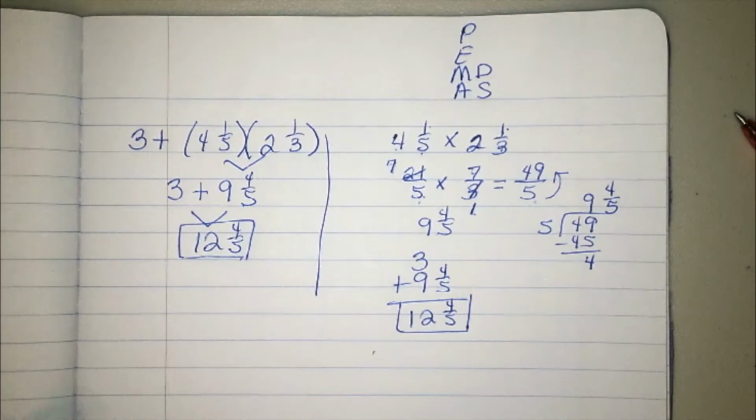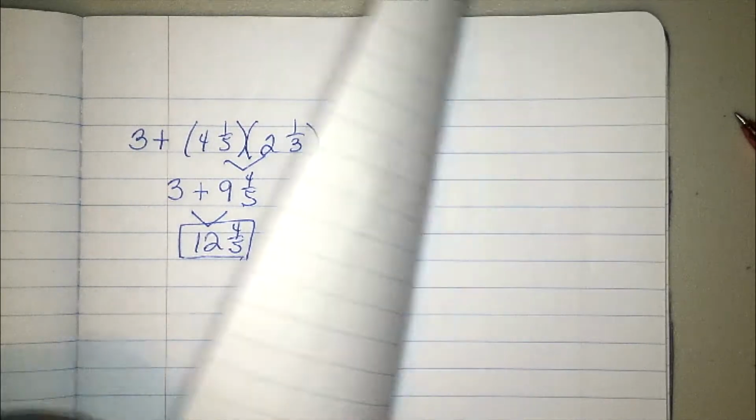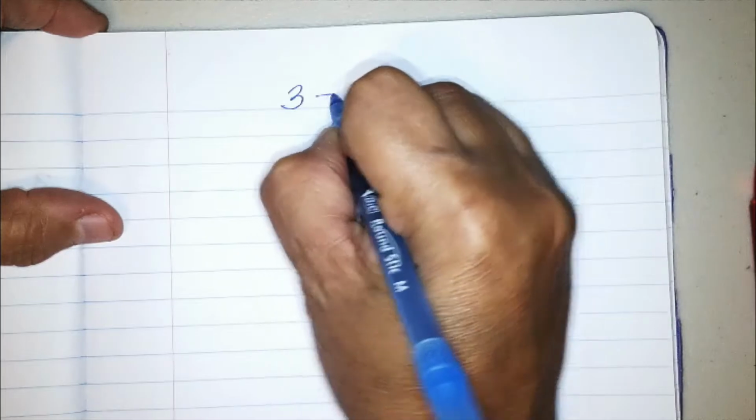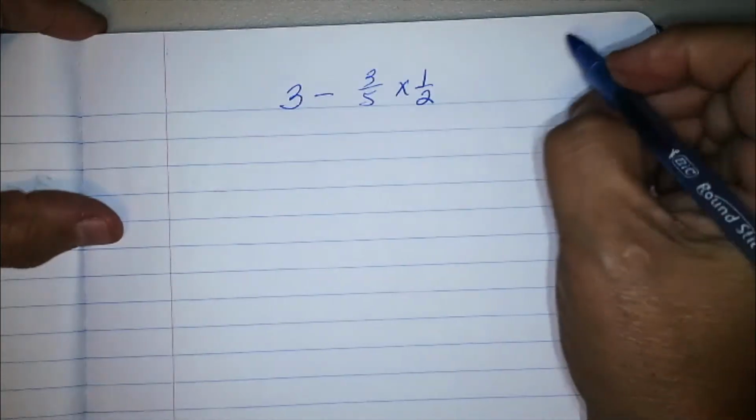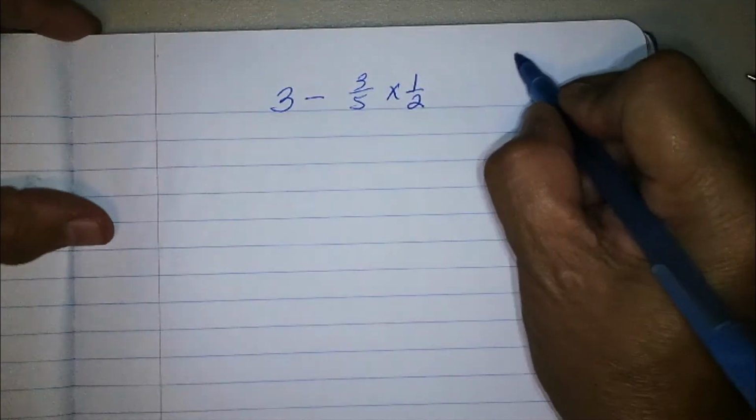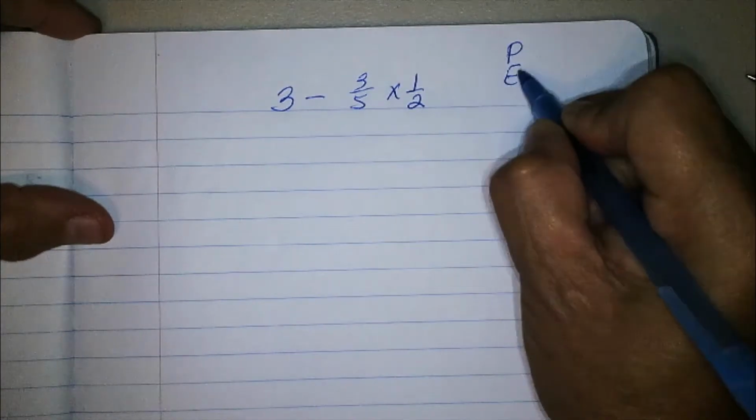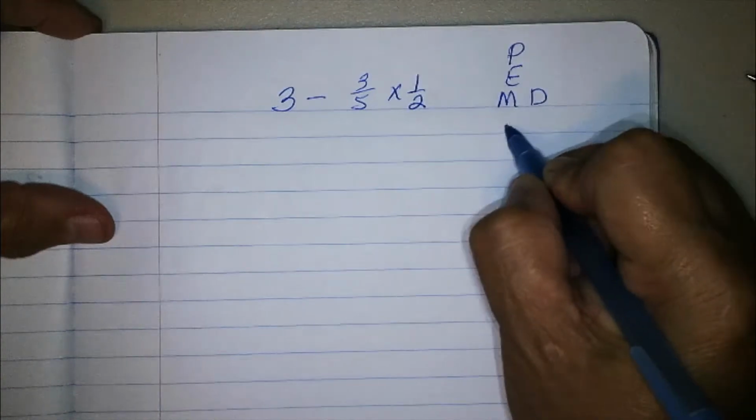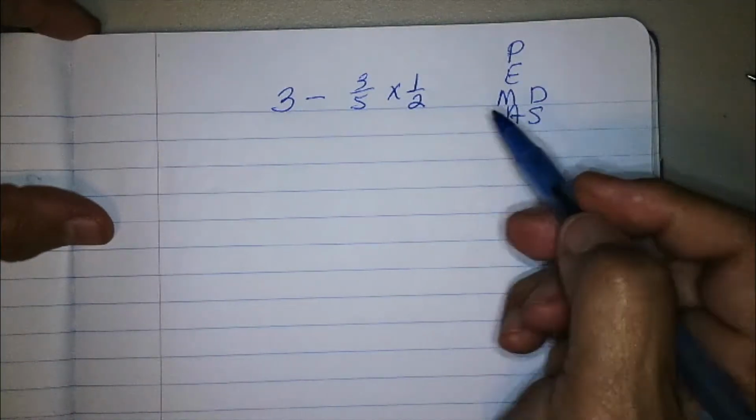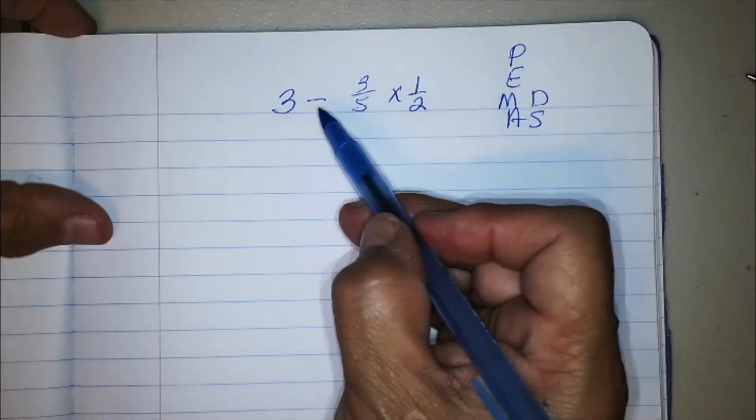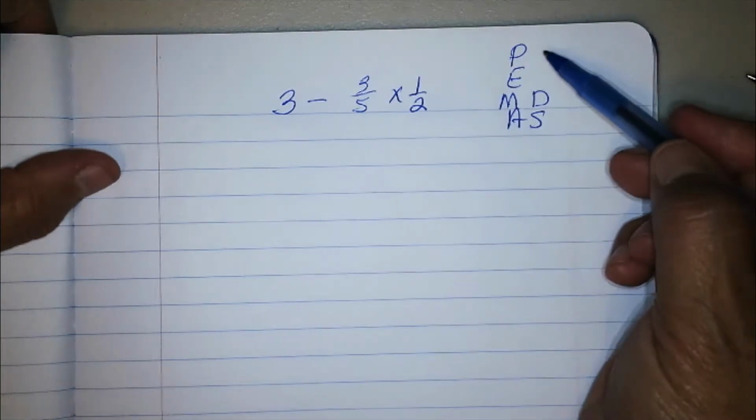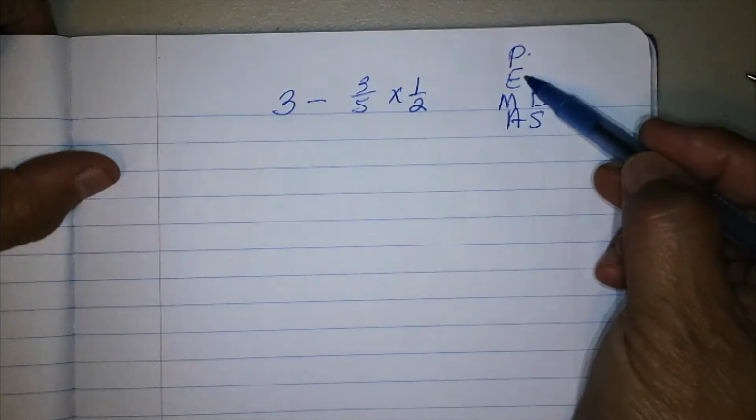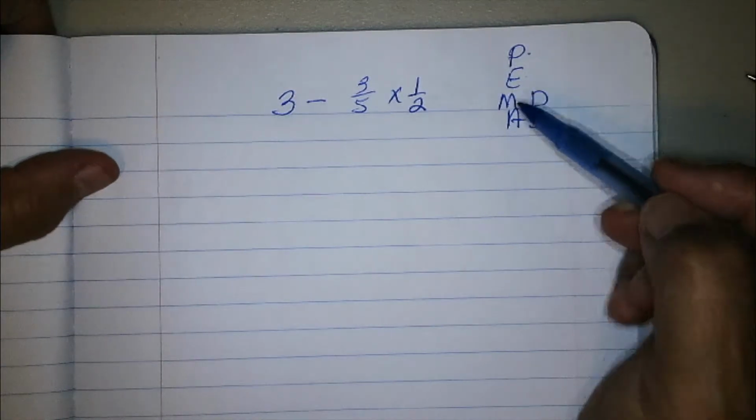Okay, let's try another one. So let's look at the next problem, in which we have 3 minus 3/5 times 1/2. In looking at my order of operations, please excuse my dear Aunt Sally. I have a choice between subtraction and multiplication. So we don't have parentheses, we don't have exponents, so we're going to multiply next.